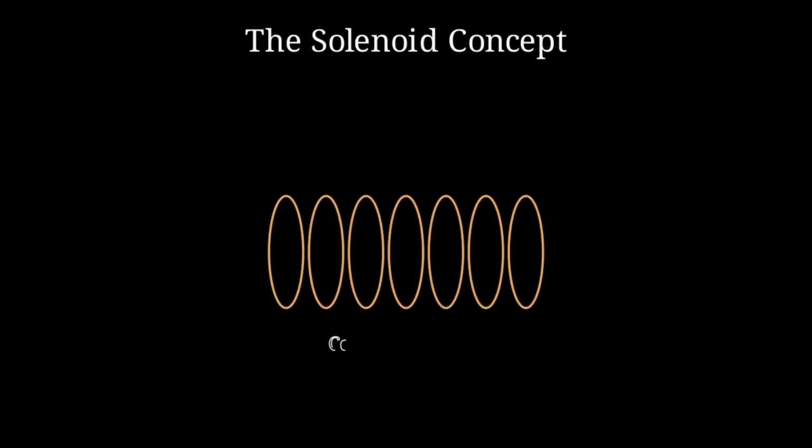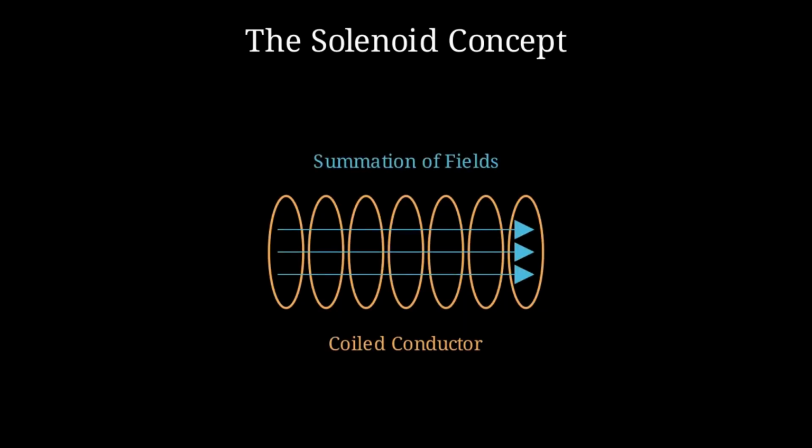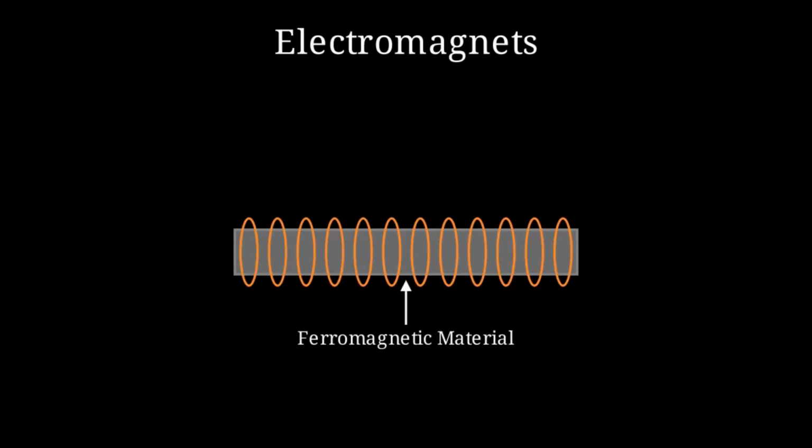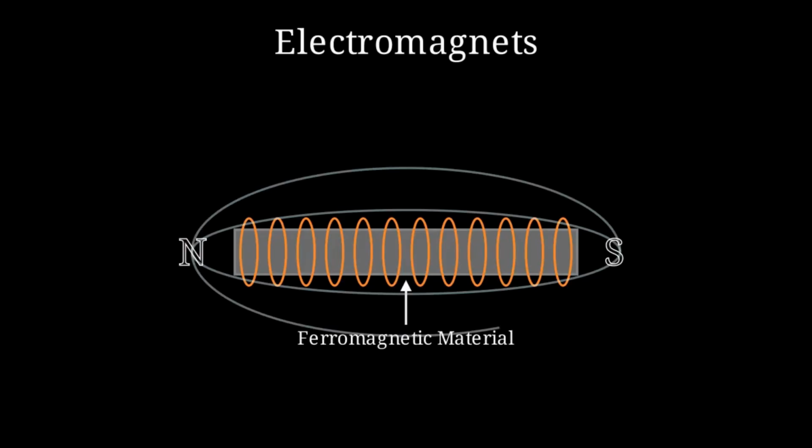By bending the wire into a coil, or solenoid, the magnetic fields of each loop add together. This concentrates the field through the center of the coil. Adding an iron core creates an electromagnet. The core amplifies the field, creating a temporary magnet that can be turned on and off with the current.